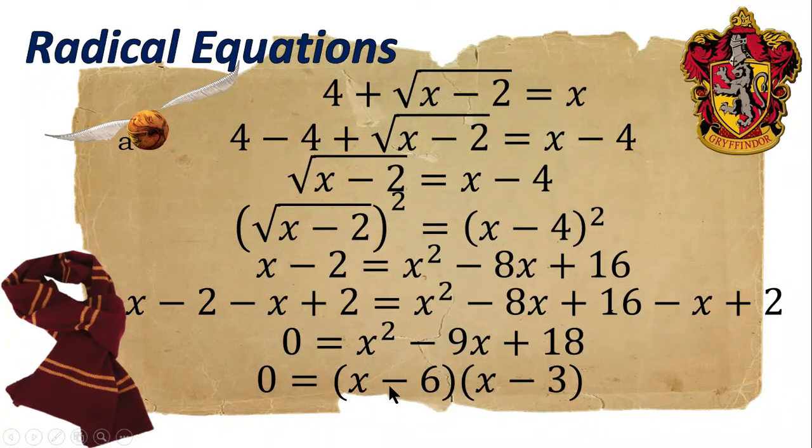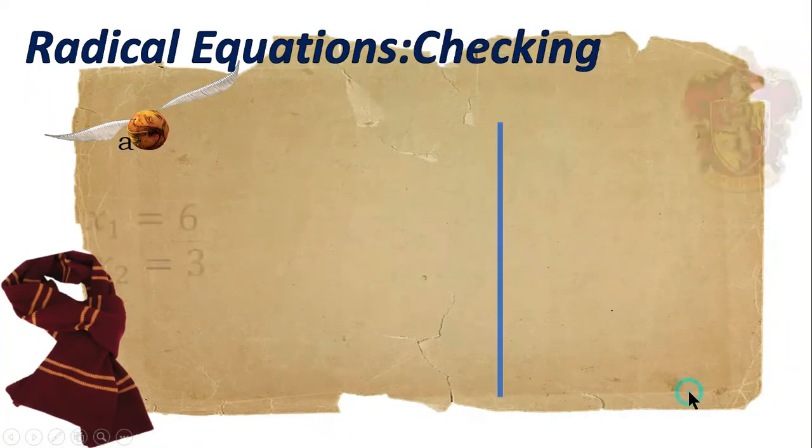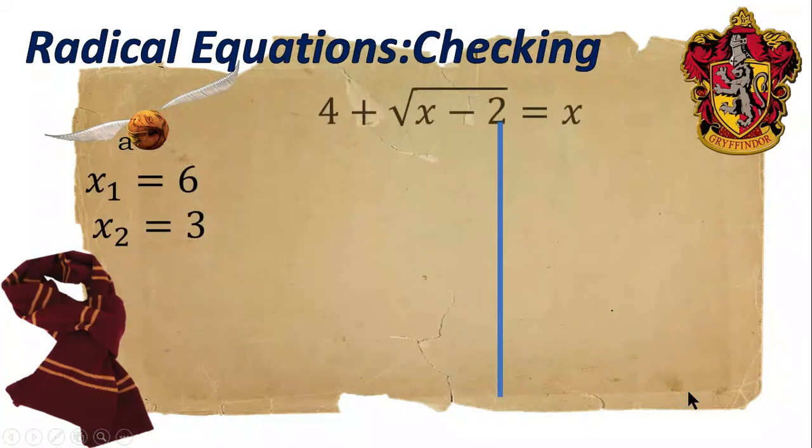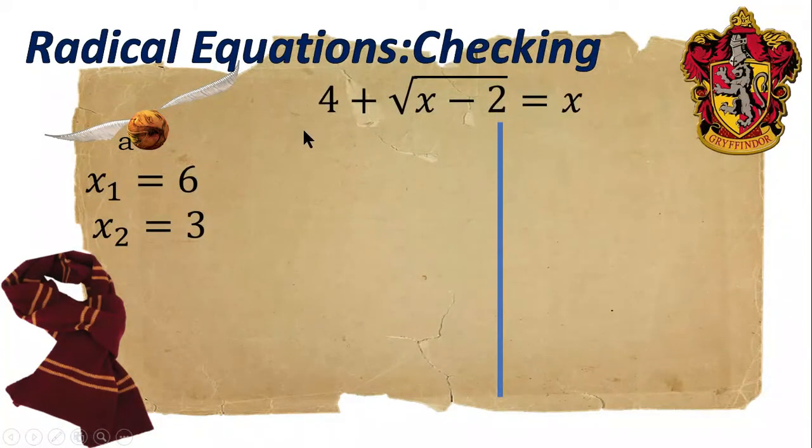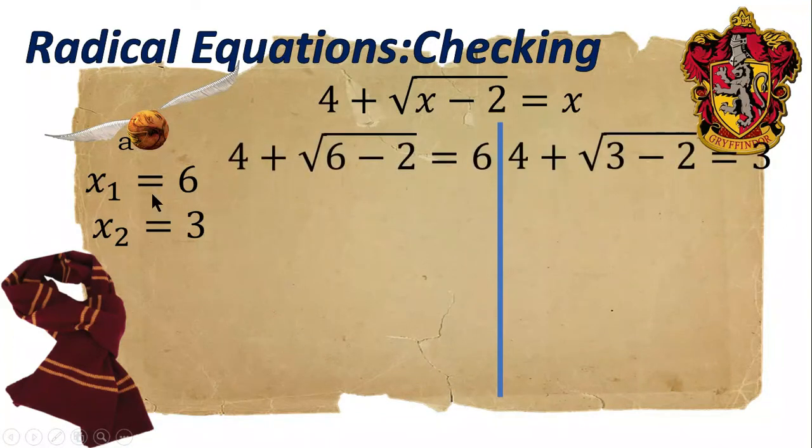So if I take this separately, so the first value of x might be 6 and the second value of x might be 3. So 6 and 3 are both accepted because they are both correct. Okay? Let's check if those values are correct. Let's check. So this is our equation last time. So I substituted the first value, which is 6.